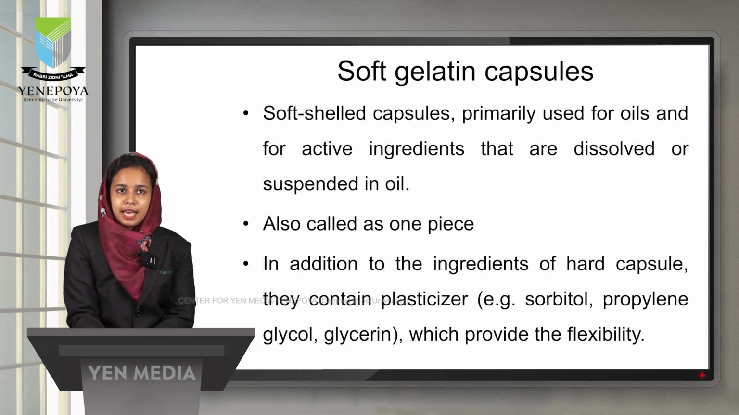Soft gelatin capsules are primarily used for oils and for active ingredients that are dissolved or suspended in oil. It is also called one piece, unlike the hard gelatin capsule. In addition to the ingredients of the hard capsule, they consist of plasticizers like sorbitol, propylene glycol, glycerin, etc., which are mainly added to increase flexibility.